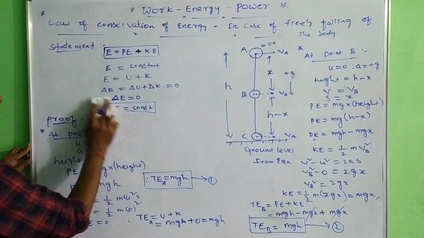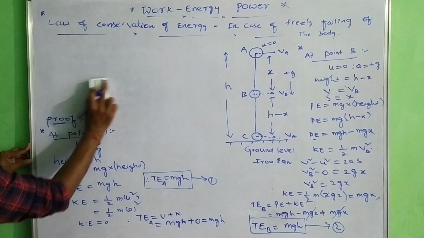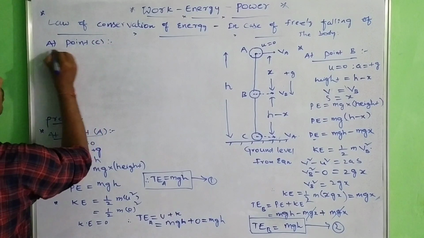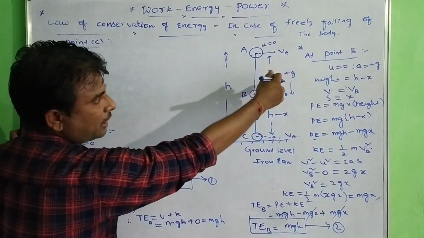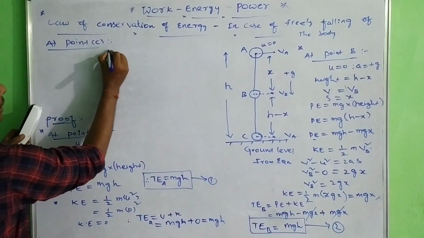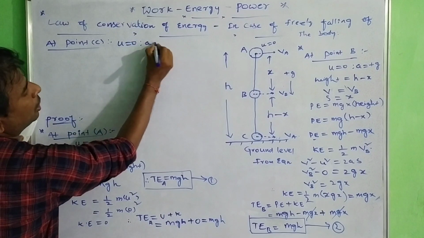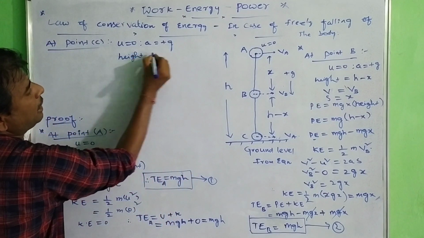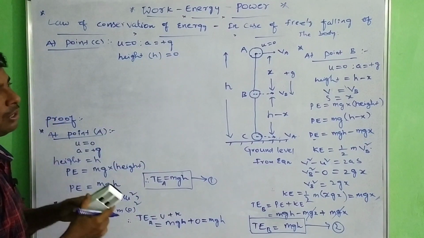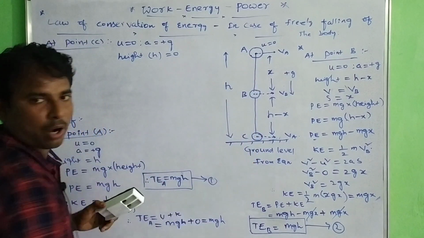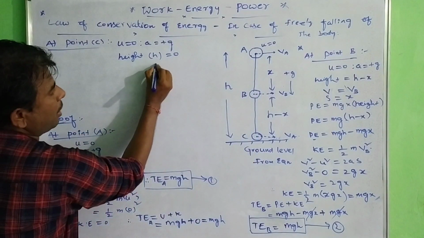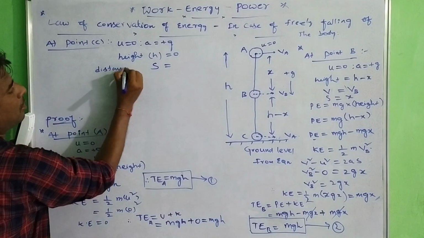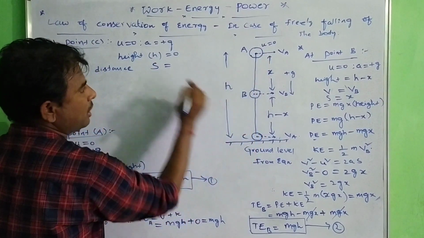At point C, in similar equations, the initial velocity u equals 0, the acceleration due to gravity a equals plus g, and the height is taken to be h equals 0. The distance travelled from point A to point C, S, equals the total distance A to C, which is the height h.